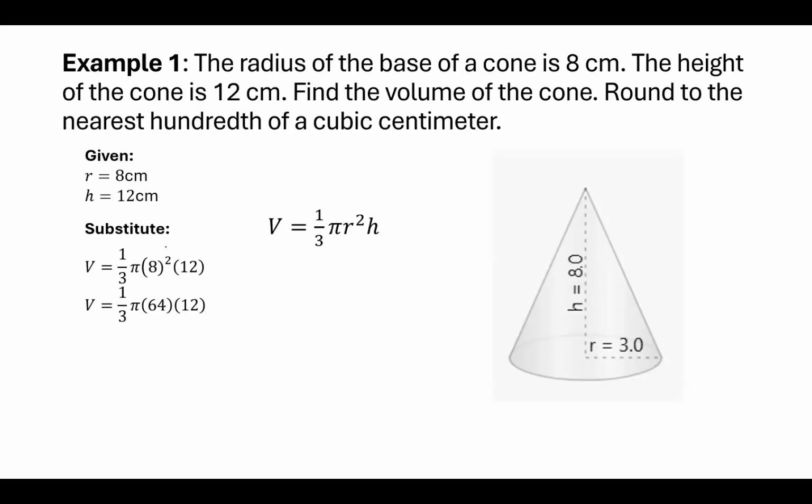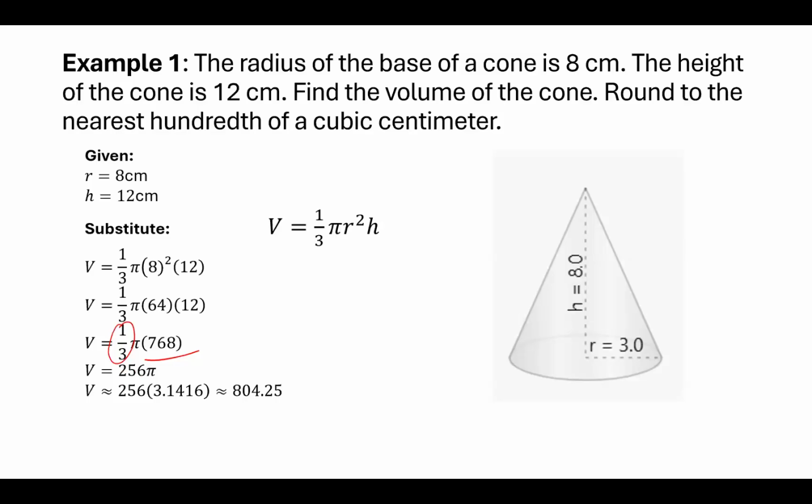And follow PEMDAS, do the exponent. 8 squared is 8 times 8, which is 64. Then multiply 64 times 12, that's 768. And since we're asked to round to the nearest hundredth, we also want to put all of this in the calculator, which would be 1/3 times pi times 768. Last time we talked about what an exact answer is, and an exact answer usually does not have decimals. So if you multiply 1/3 times 768, you get 256 times pi.